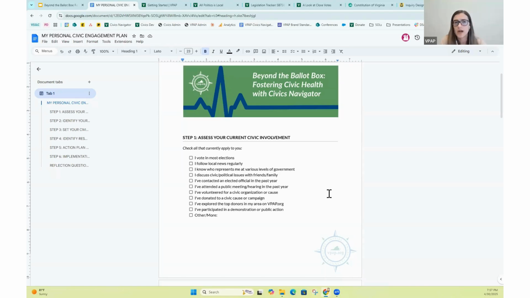I know that's harder and harder to find, though, again, through VA News, we do provide that information in our daily email aggregation. Do you know who represents you at all levels of government? Do you know what districts you're a part of? Are you discussing political issues with friends and family?